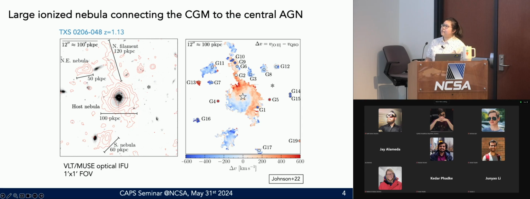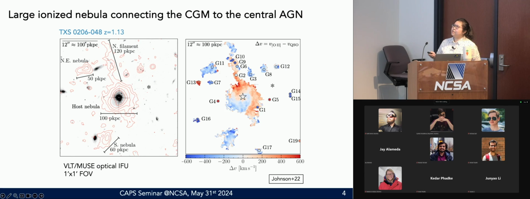Here is an example from VLT MUSE optical IFU observations. This is a 1 arcminute by 1 arcminute field of view. There is a quasar in the center. This quasar is at redshift 1-ish, and it is a radio-loud quasar. As you can see, there is a very complicated gaseous environment here. You see these giant nebula clumps around the AGN host galaxy group.